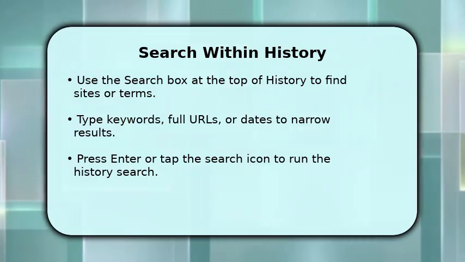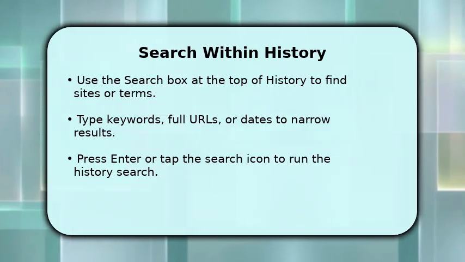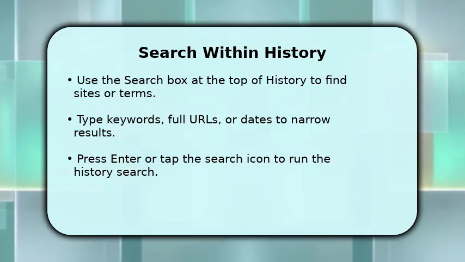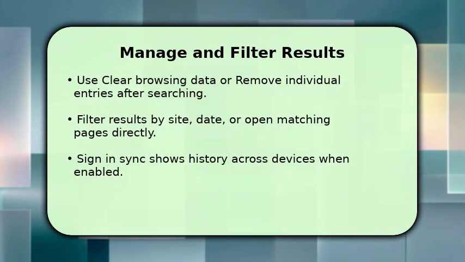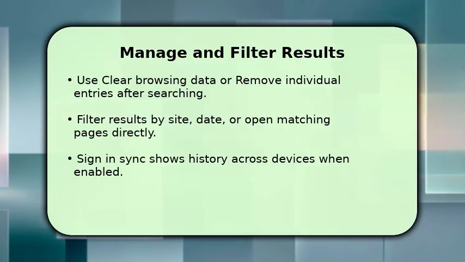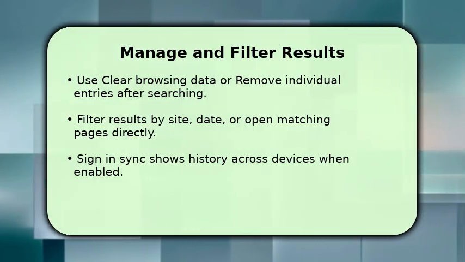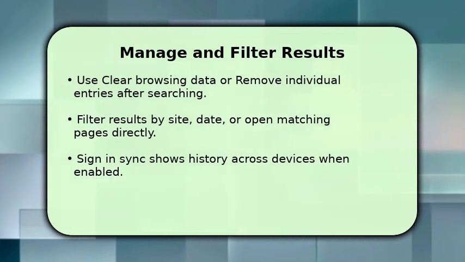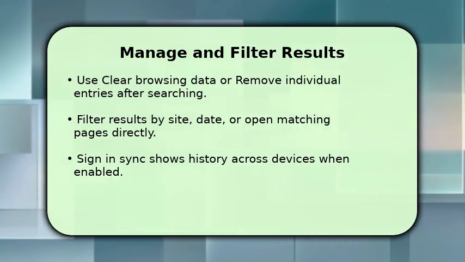Results update instantly and display page titles, URLs, and visit times for easy recognition. After you find the items you want, take action using the controls provided. Click the three dots next to any entry to open or remove it from history immediately. Use the checkbox and delete option to remove multiple items at once.